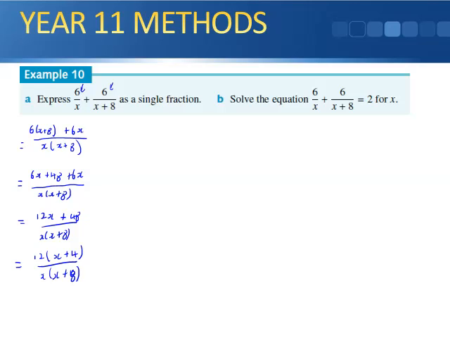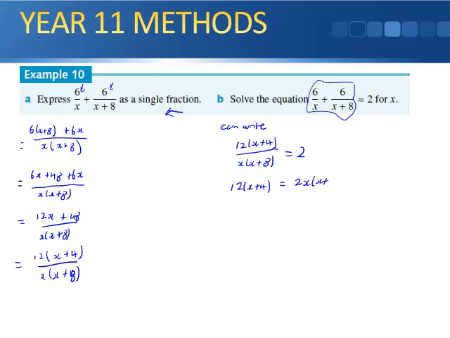For B, it says solve the equation 6 divided by x plus 6 divided by x plus 8 equals 2. Well, we already know what this is. We've worked it out in part A, so I'm not going to show all the steps again: 12x plus 48 divided by x plus 8 equals 2. Now I'm going to solve this one. So I'm going to get 12x plus 48 equals 2 times x plus 8.